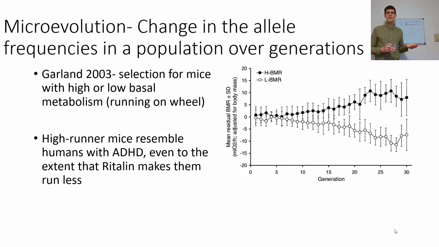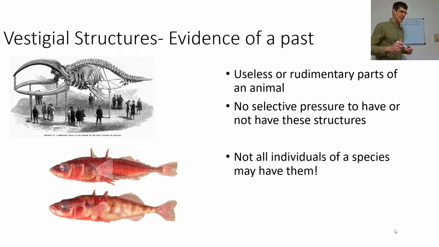These high runner mice actually ended up resembling humans with ADHD. They even tried giving Ritalin to the mice, which made them actually slow down the amount of running they had. And I think these mice also had anxiety. So it's interesting to see how genes are similar to each other across different mammalian species. Another good evidence for evolution, and indeed a good evidence for phylogenies, are vestigial structures.